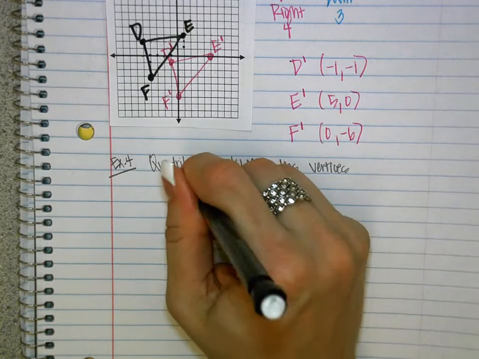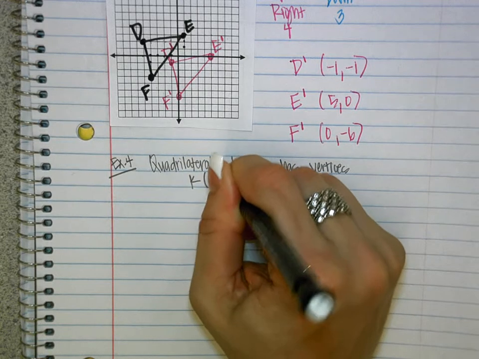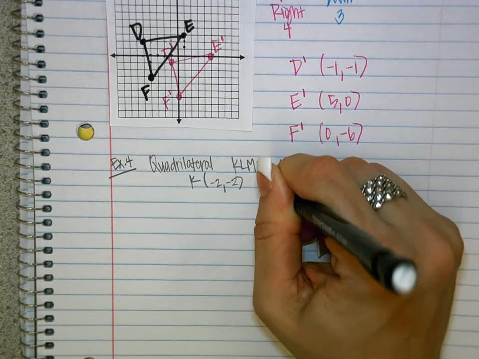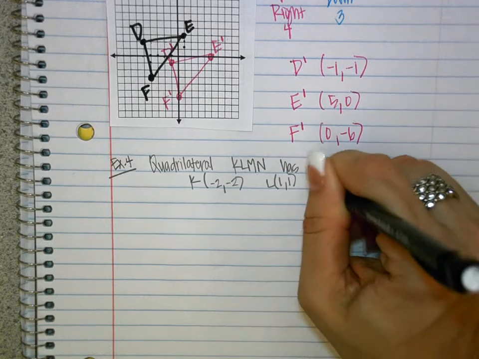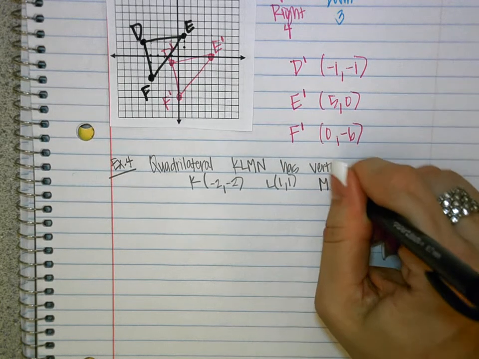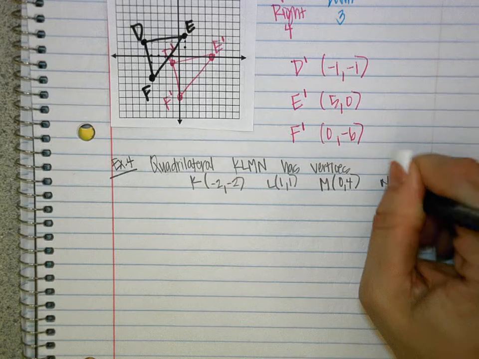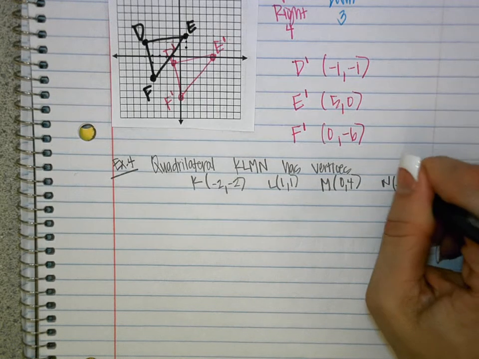K at -2, -2. L is at 1, 1. M is at 0, 4. And N is at -3, 5.